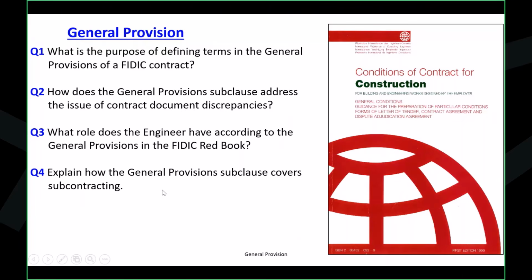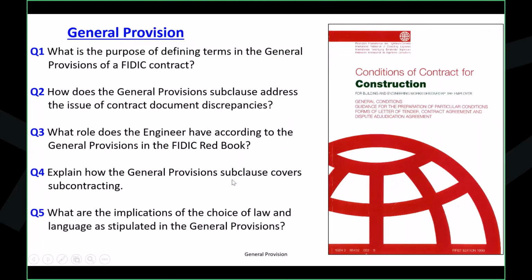And explain how the general provision subclause covers the subcontracting. Actually, you will get the idea about this question, right? The general provision subclause outlines the conditions under which the contractor may subcontract some part of the works. There are different types of subcontractor, namely the domestic subcontractor and the nominated subcontractor. The way of handling the subcontracts is different. So, these general provisions are addressing correctly those contractual provisions.